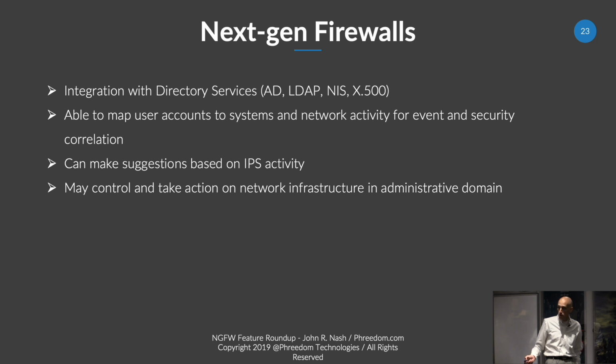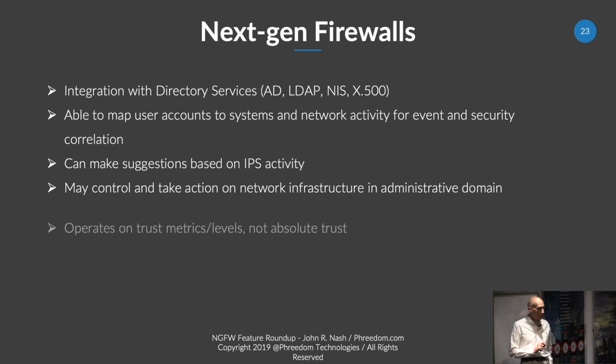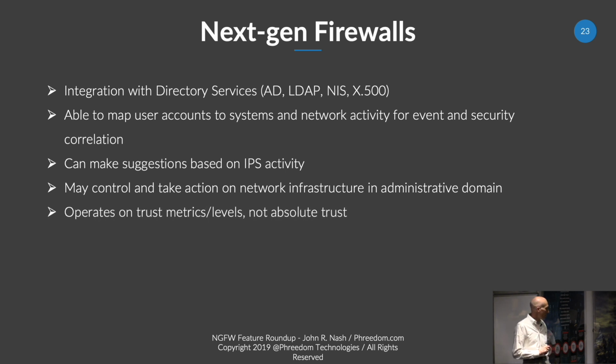So it operates on trust metric levels, not absolute trust. Meaning, do I trust a device or not? It's never a yes or no. It's what's the threat level. And that can change at any time based on the behavior of that device. So your domain controller in your environment, if it starts talking to other devices and sending protocol traffic that hadn't happened in its baseline operation, something's changed.